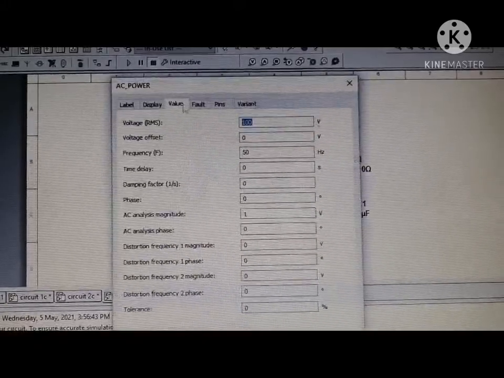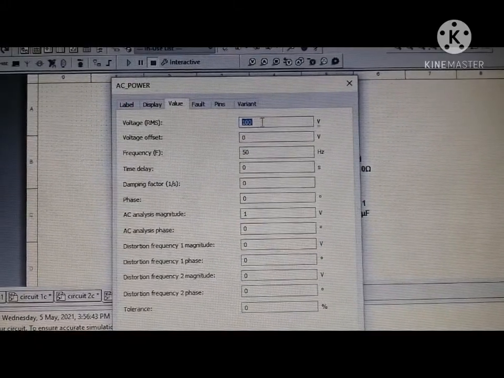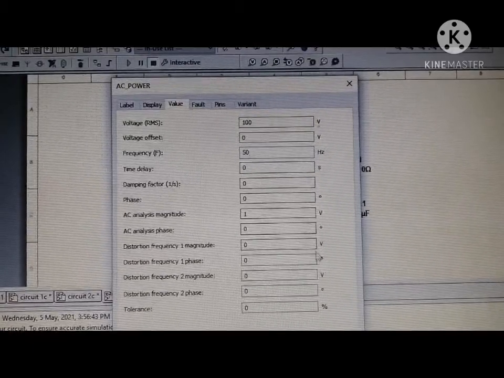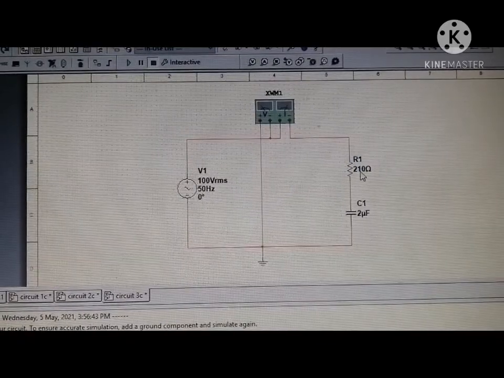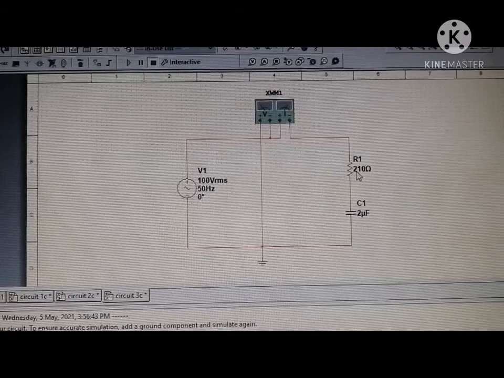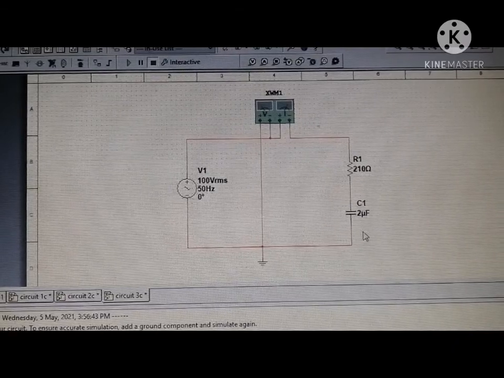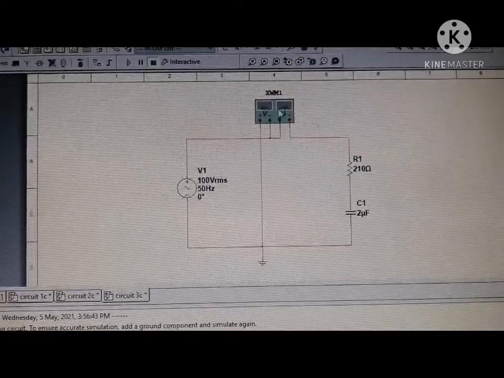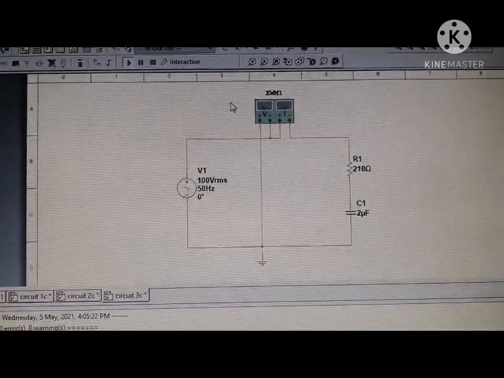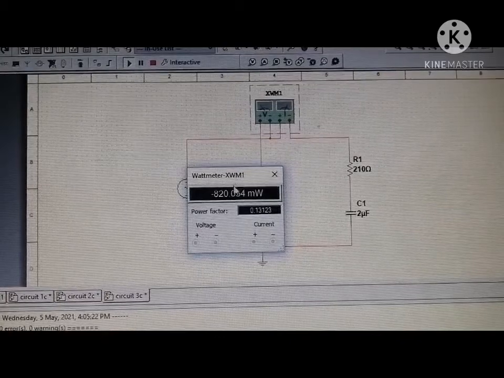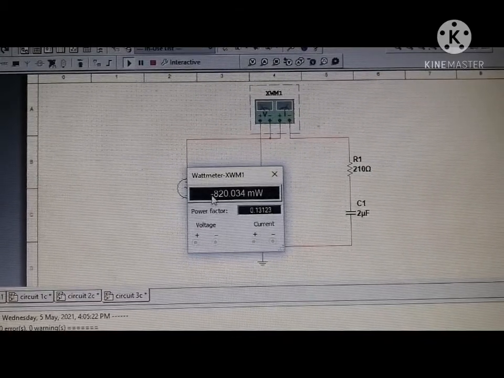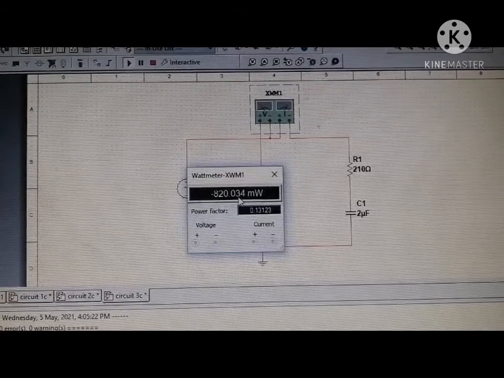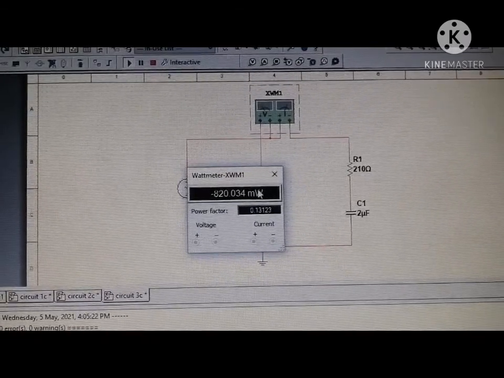Alright, so first of all, you need to change the voltage to 100 volt and the frequency to 50 Hz. Then change the resistor to 210 ohm, and the capacitor to 2 microfarad. Okay, so run the simulation as usual, and then you will get the power. The value of power is negative 820.034 milliwatt.